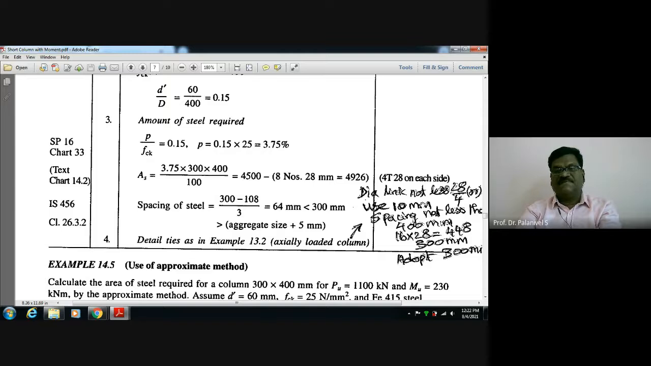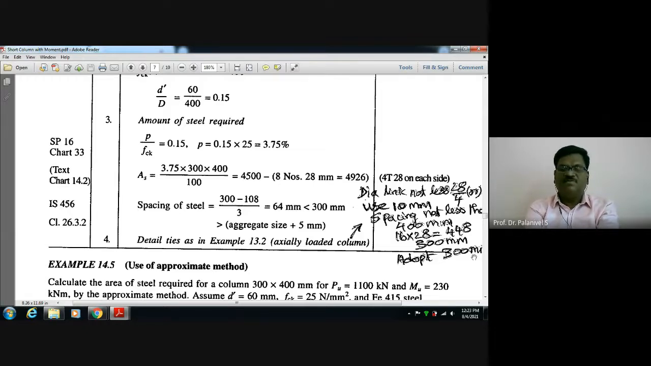Okay. Cross ties, lateral ties. The spacing should not be more than the least of the following: lateral dimension 400 mm, 16 times the diameter of the bar, which comes to 448 mm, and 300 mm. So obviously among these, 300 mm is the least. So adopt 300 mm spacing, right? Use 10 mm dia stirrups and provide them at a 300 mm spacing.